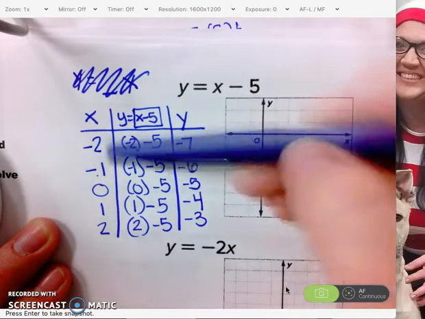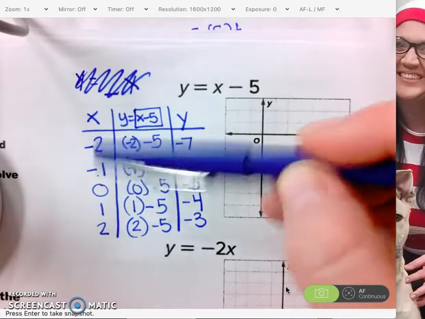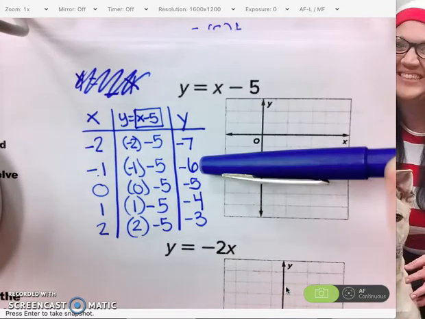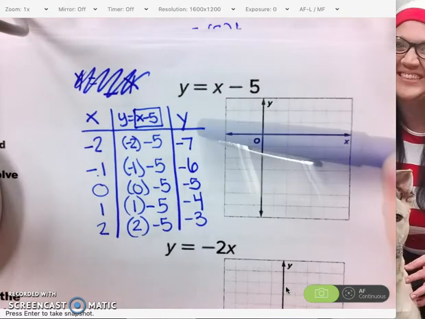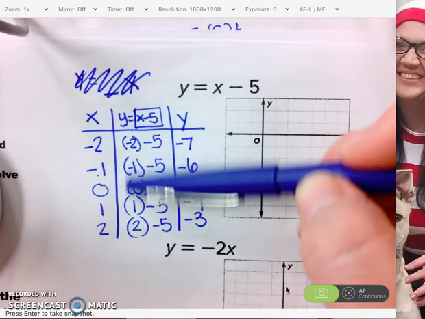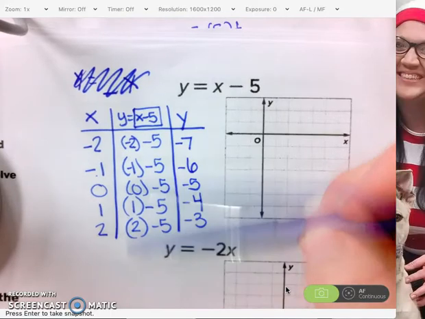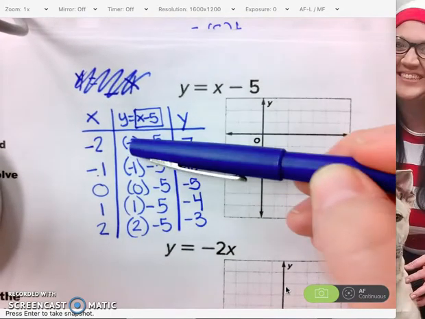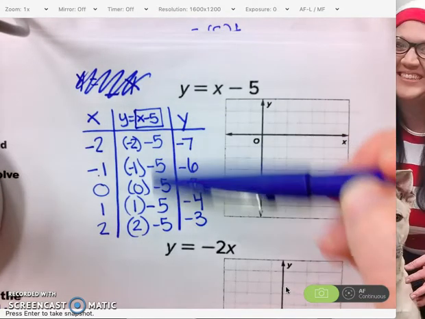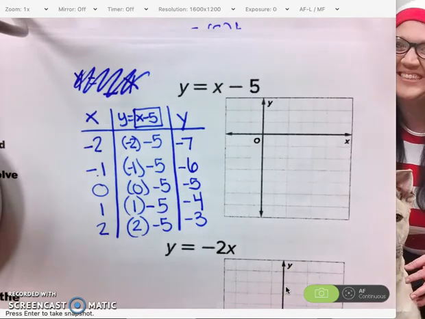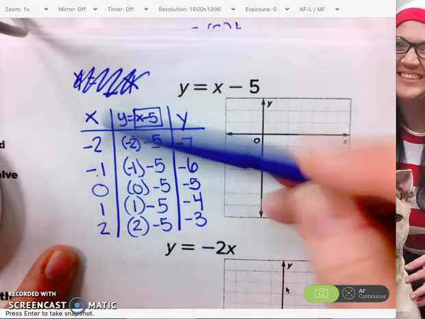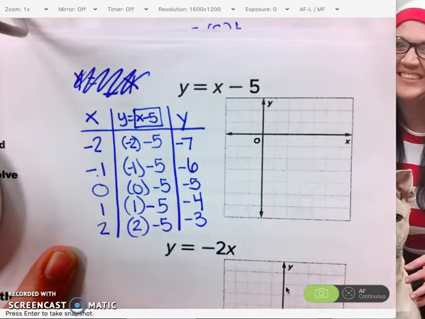So if you notice, there's a pattern here. -2, -1, 0, 1, 2: I'm going up by 1. Here, -7, -6, -5, -4, -3: I go up by 1. The only thing that is varying is the variable x, going -2, -1, 0, 1, 2. It's changing, but that minus 5 is staying the same. So I input numbers into my equation, I got numbers out. Remember, this is my domain and my range, not what they're asking me, but still.